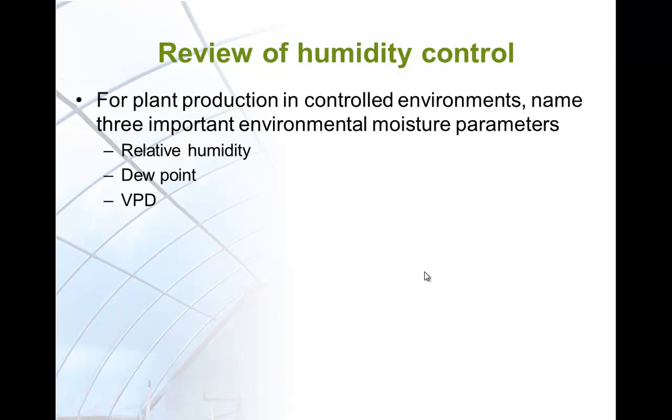Relative humidity is the most common environmental moisture parameter people use, and it is also the basis for calculating VPD. Dew point is important because if air temperature is equal to or below the dew point, condensate will form. Condensate can form on the leaf surface and can also form on the glazing surface or superstructure surface whenever the surface temperature is below dew point. VPD is important. It affects disease management as well as plant transpiration and gas exchange.